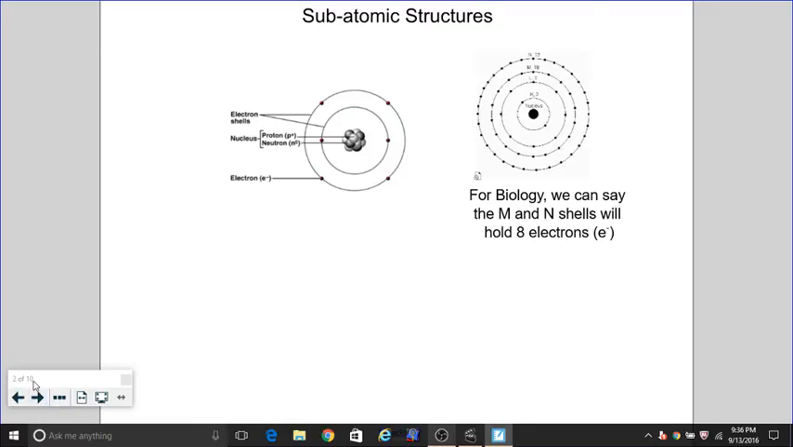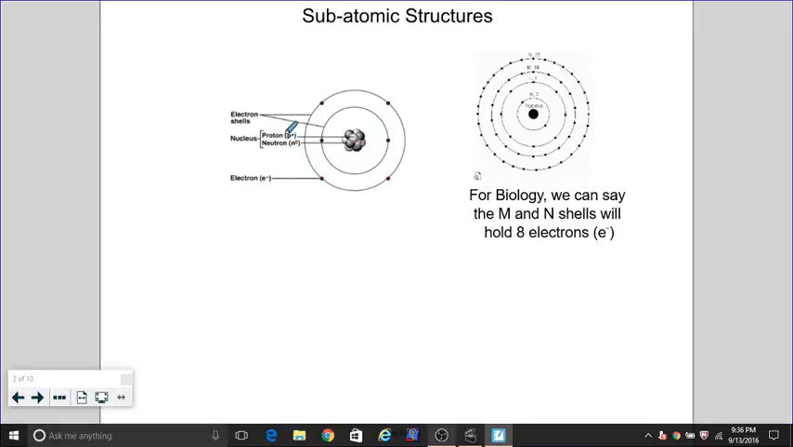Okay, let's start with the structure of an atom. So this is our very simple model of an atom. In a lot of ways this is inaccurate, the primary one being that electrons don't really orbit the nucleus. But this is a good model for us to learn how atoms bond, so we're going to stick with it for today. Alright, so we have the nucleus.